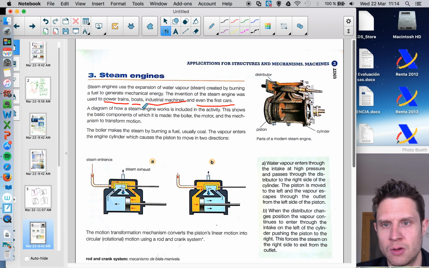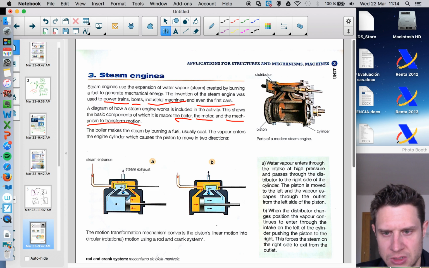A diagram of how a steam machine works is included in the activity. This shows the basic components it is made of. The boiler, where we boil the water, and the mechanism to transform the motion. The boiler makes the steam by burning a fuel, usually coal, carbon. The vapor enters the engine cylinder, which causes the piston to move in two directions.